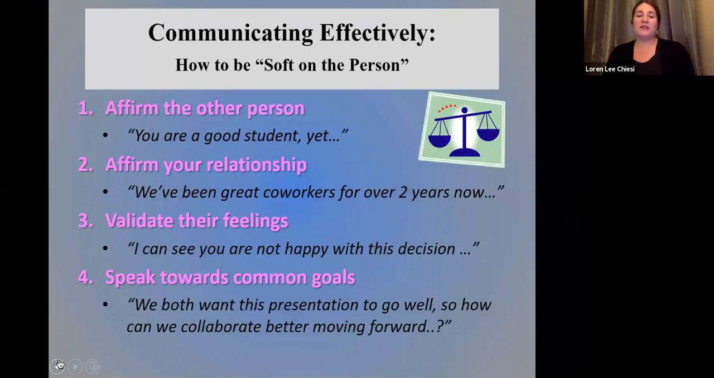So in this situation, I give the example, we both want this presentation to go well, so how can we collaborate better moving forward? Using the goal as the main objective helps to put the other person at ease and realize this is what we're working on, this is what's important, what can we do to open it up to make this thing, the issue, better.